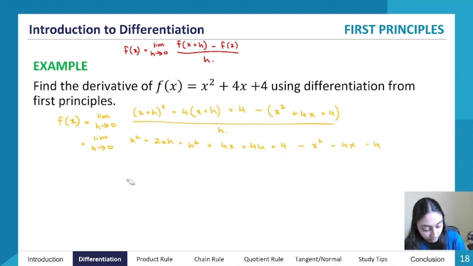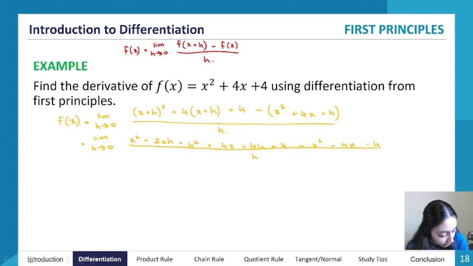Oh, that was an ugly line. All on h. I'm going to change my pen color and we're just going to cancel out anything that can be cancelled. So 4x can be cancelled, so can x squared, and so can 4. Okay, so let's rewrite this to make it look a little bit prettier.